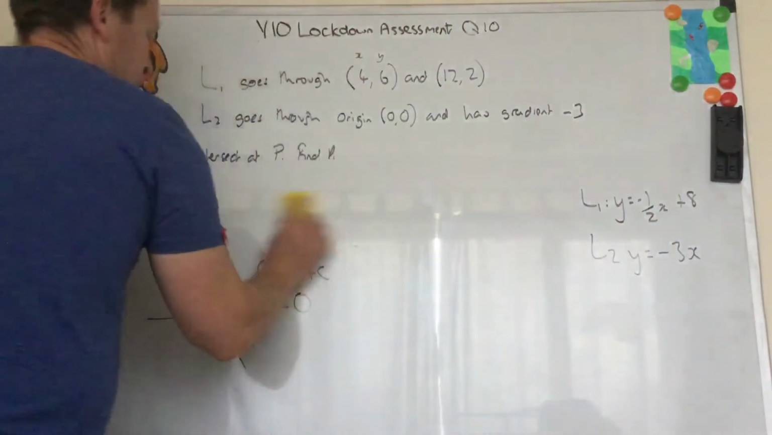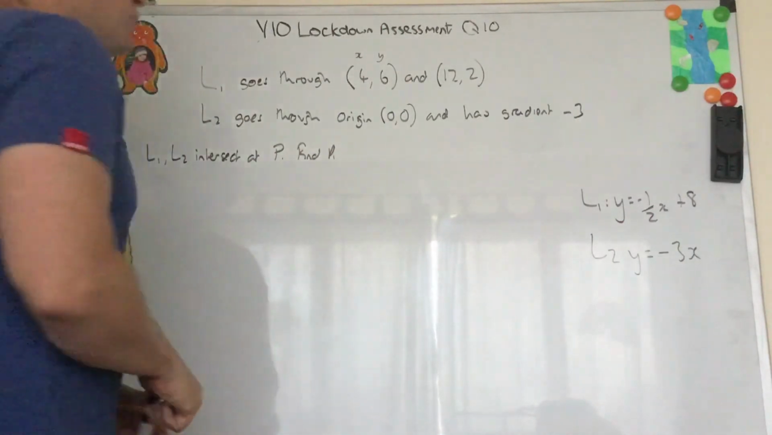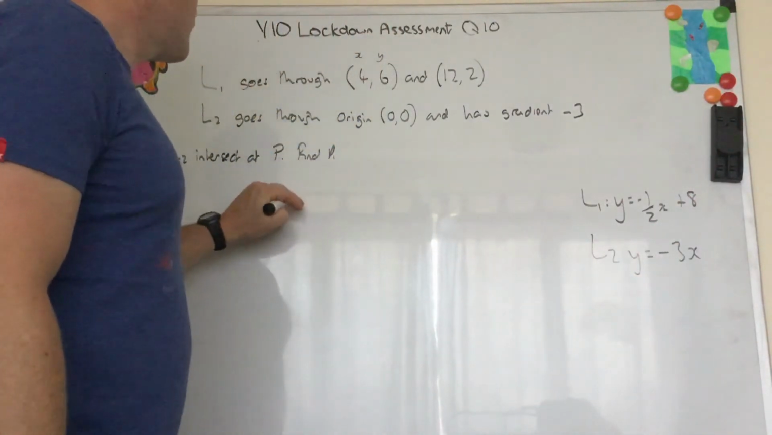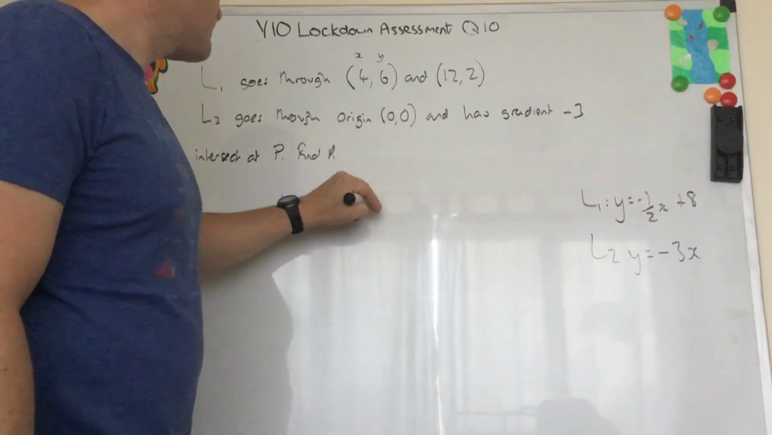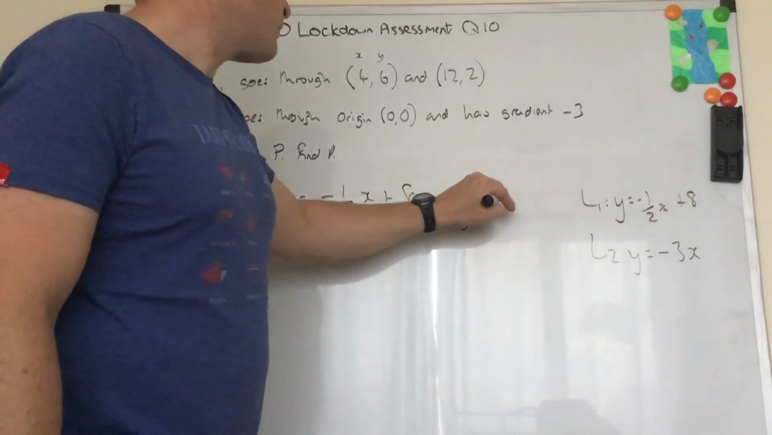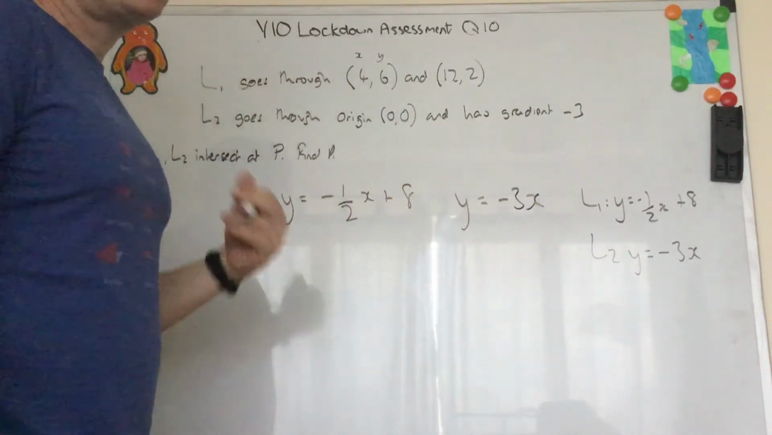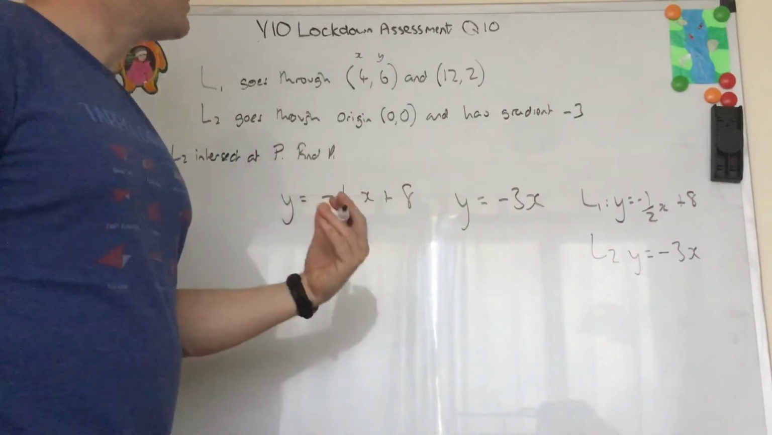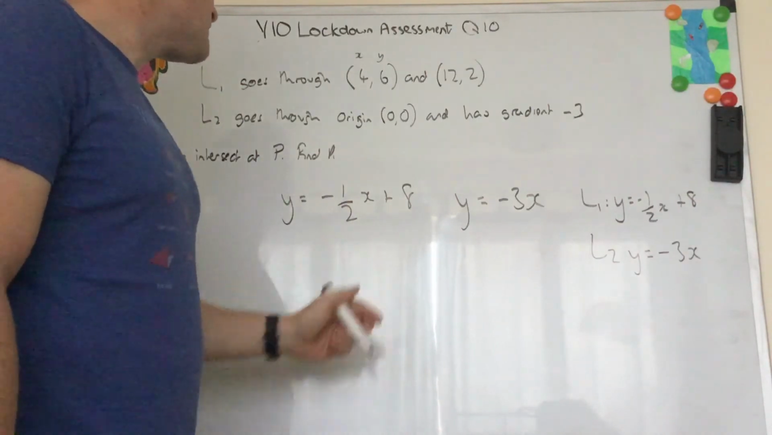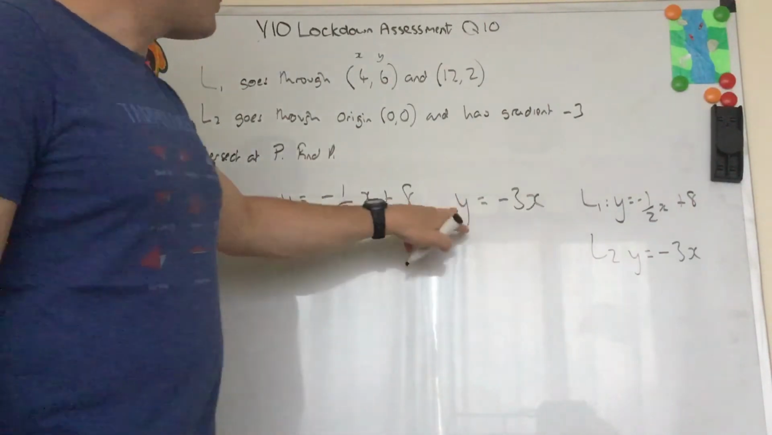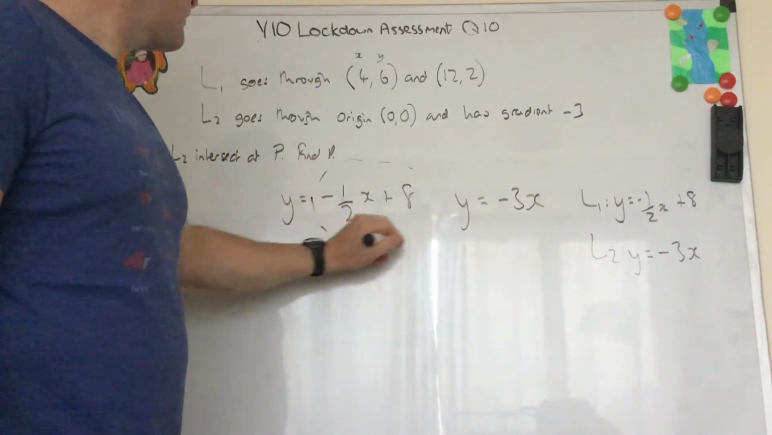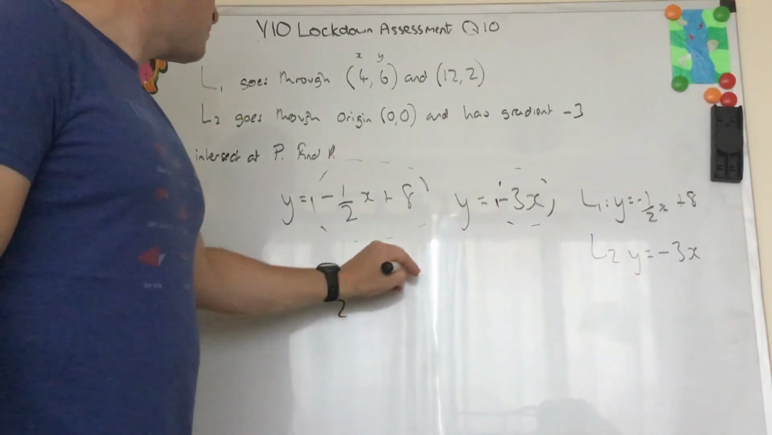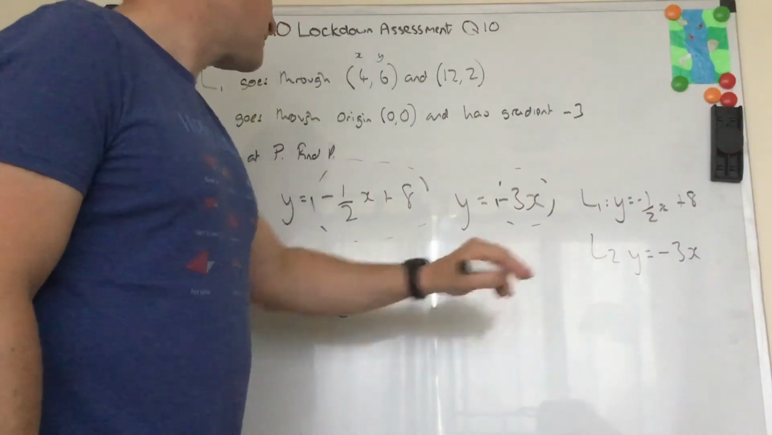Okay, now comes the next tricky bit, working out where they intersect. Well, they intersect where y is equal to that and y equals that at the same time. So y equals minus a half x plus 8, and y also equals minus 3x. So at the same point, they've got the same x coordinates and the same y coordinates. So it's simultaneous equations. The easiest way of solving this is to say, if y equals that and y equals that, then that must equal that. So I can say minus a half x plus 8 equals minus 3x.